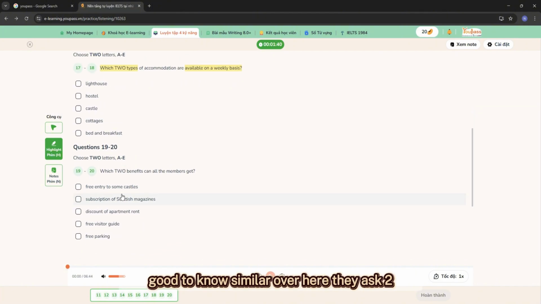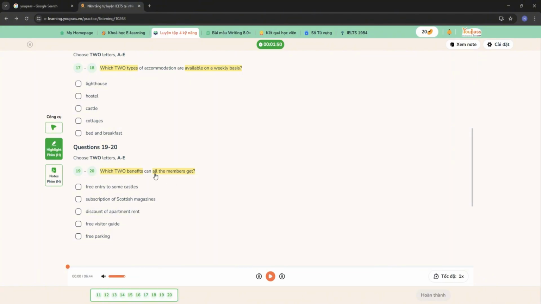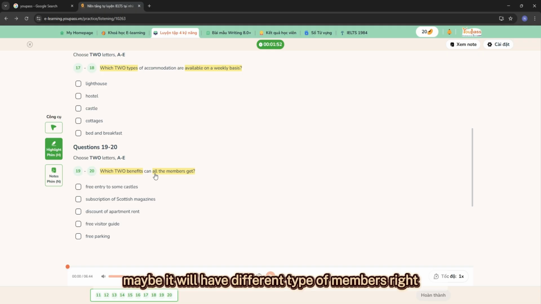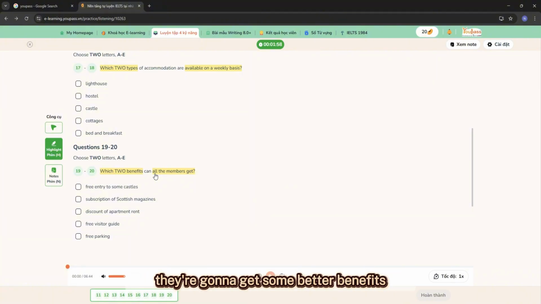Similar over here, they asked which two benefits can all the members get. Okay, so all the members. The word all is quite important. Maybe it will have different types of members, right? Maybe there's a full membership or something like that. They're gonna get some better benefits compared to a baseline benefit that everyone receives.